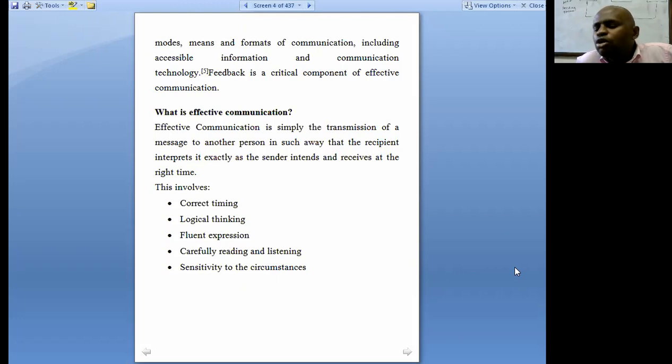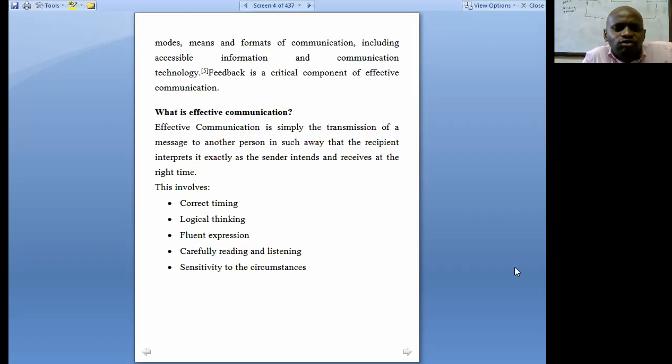You must also be logical in your thinking. Logic is all about bringing meaning to what you want to communicate about. Sometimes you cannot bring jokes into a serious matter because it is going to seem as if you are not a serious person. Then the other important thing is fluent expression. So you must be very fluent in what you are talking about. For example, if you want to talk in English, make sure you use English. Be consistent in what you communicate so that people are able to understand exactly what you are talking about.